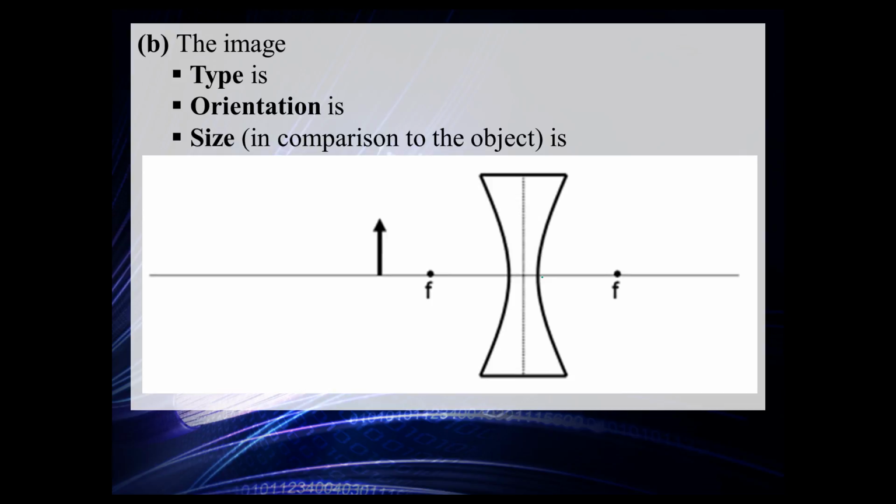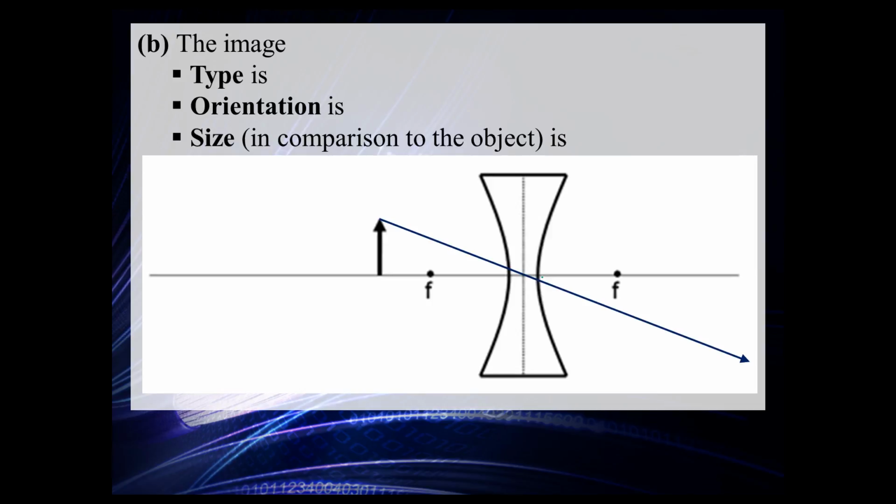So now I have a diverging lens or a concave lens. And once again, I'll start off with the easiest ray. Doesn't matter whether it's a concave or a convex lens. If you have a ray of light that passes through the optic center, it does it undeflected, as long as we make the assumption that it is a thin optical lens.